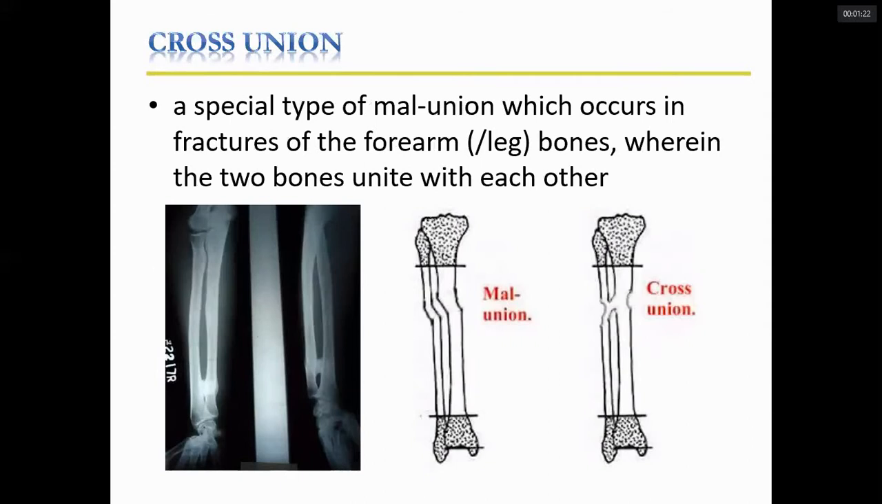Okay, so there is something called cross union. This is a special type of malunion in which union does occur, but where there are two parallel bones. For example, in the forearm we have radius and ulna, and similarly in the leg we have tibia and fibula. When both bones unite, there is also a union between the two bones: the radius unites with the ulna. This is an example of cross union, a type of malunion, especially in the case of the forearm. One of the major functions of the forearm is supination and pronation, so if such cross union happens, supination and pronation is not possible at all.